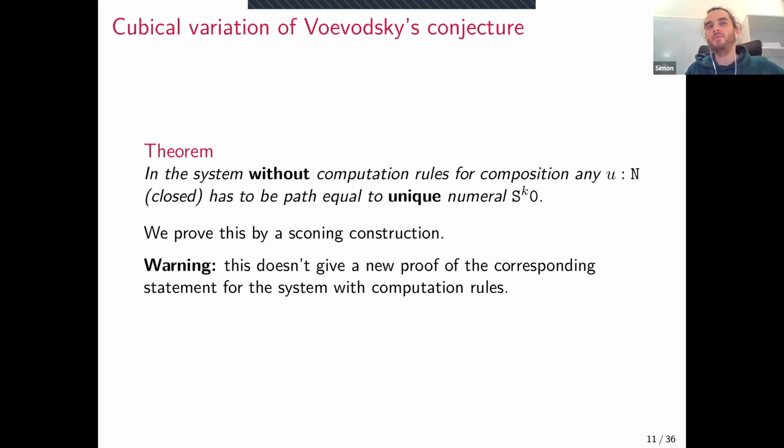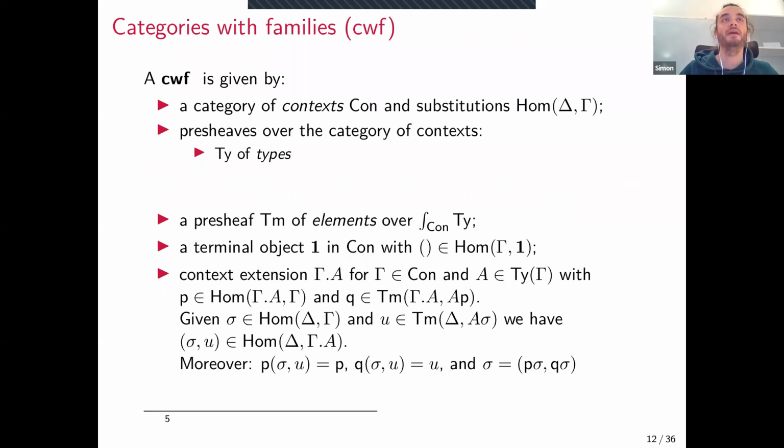So now I will describe how we prove this. This will be a sconing construction, and this is a construction on models. So I have to talk a bit about these models, starting first with the notion of a model of type theory. This is pretty standard. That's Categories with Families by Peter Dybjer. I forgot to put a reference, but I guess most of you know this. So a category with families, also CWF.